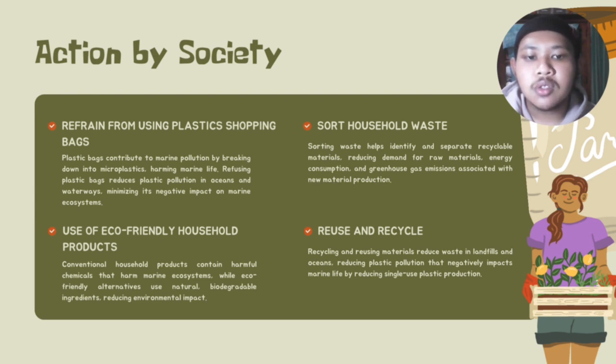The second one is sorting household waste. Sorting waste helps identify and separate recyclable materials, reducing demand for raw materials, energy consumption, and greenhouse gas emissions associated with new material production. The third one is use of eco-friendly household products. Conventional household products contain harmful chemicals that harm the marine ecosystem, while eco-friendly alternatives use natural, biodegradable ingredients, thus reducing environmental impact. The last one is reuse and recycle.